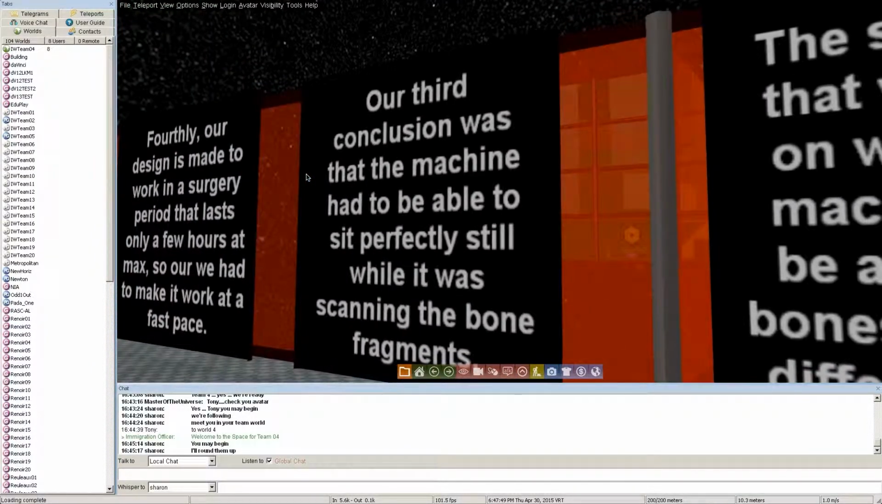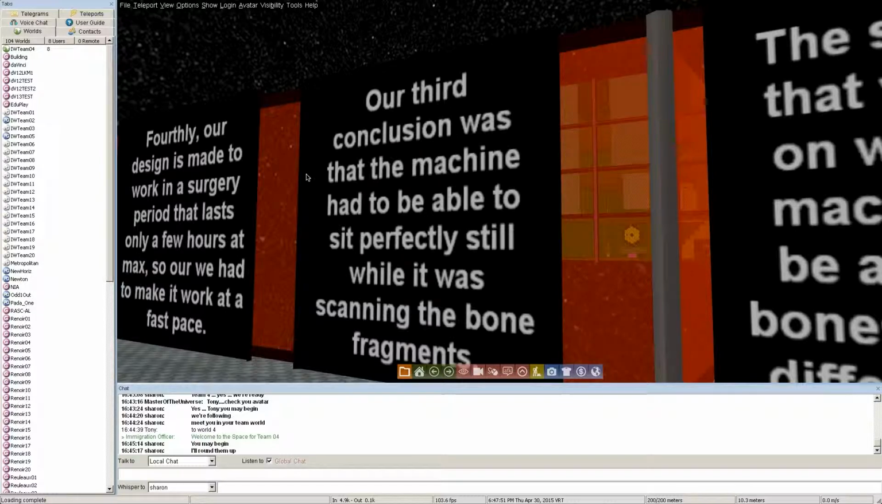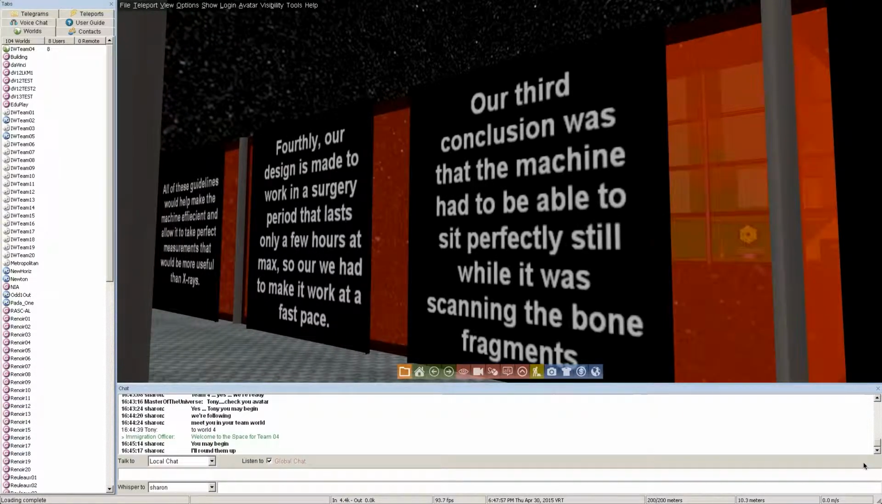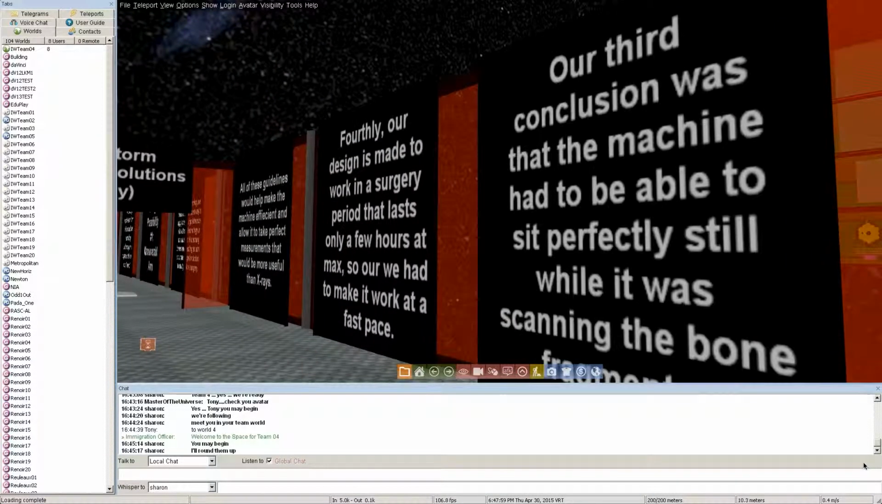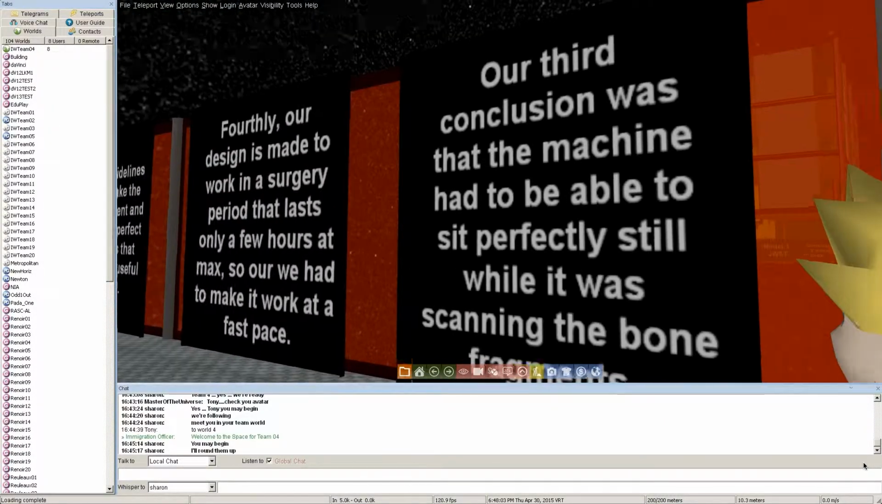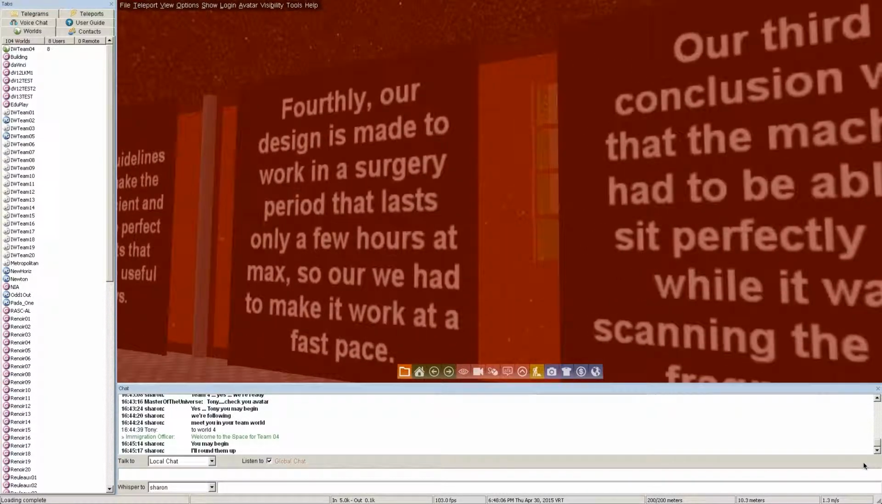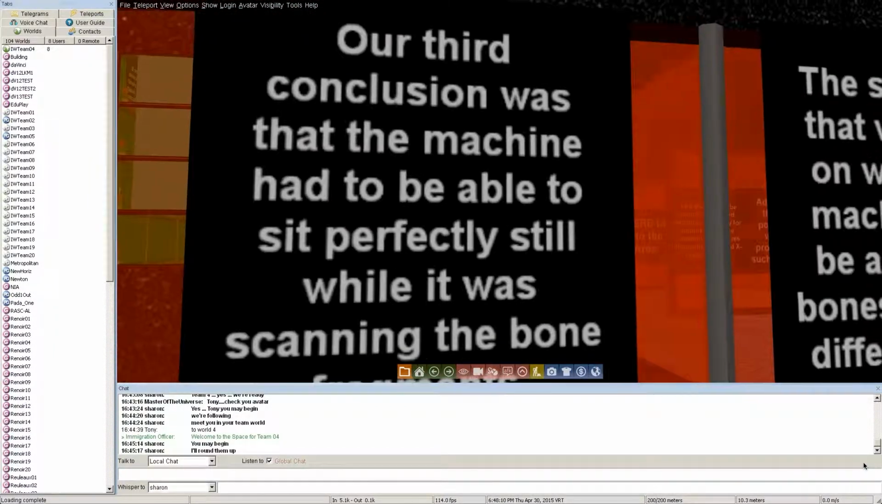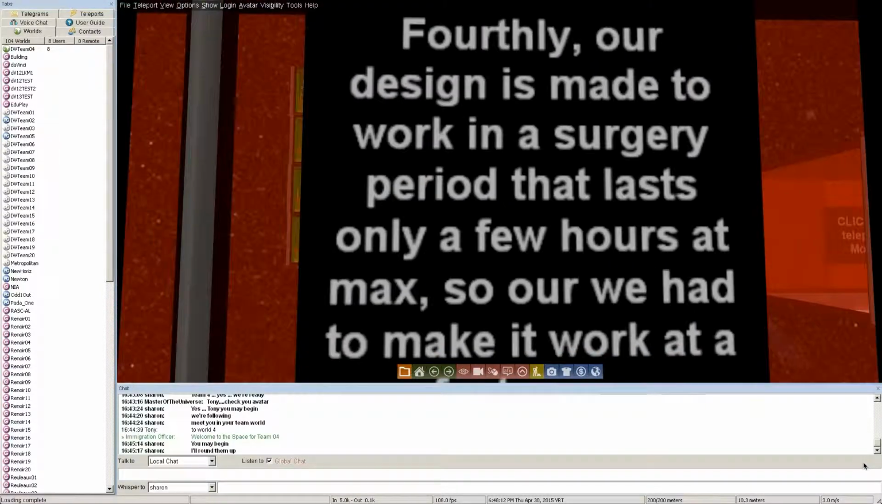Our next conclusion was that the machine had to be able to sit perfectly still while scanning, so that the doctors could get a clear image to base their surgery on. Our final restraint was that the system had to work quickly enough so that the doctors and their patients were not in surgery for days at a time, but instead only for a few hours. All these limitations would make our system very efficient and possibly better than X-rays currently are.